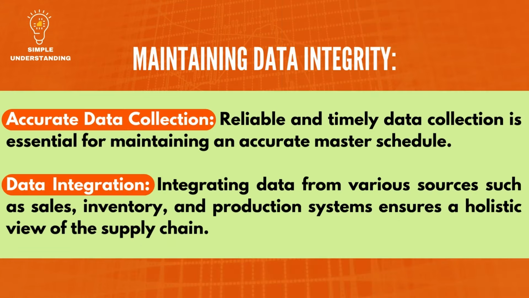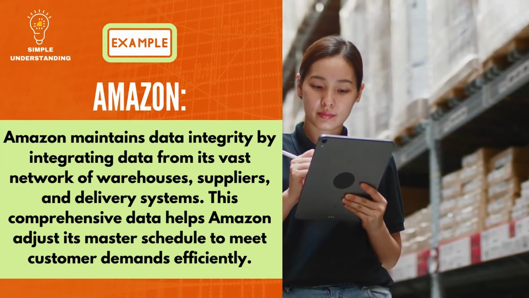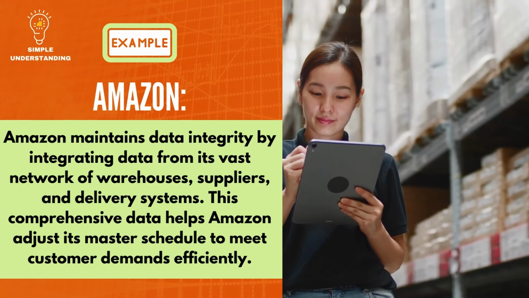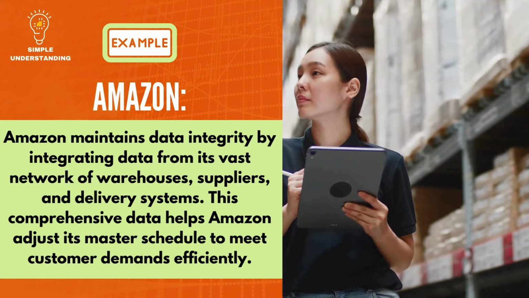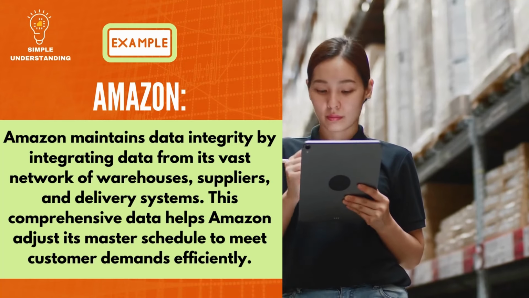4. Maintaining data integrity. A. Accurate data collection. Reliable and timely data collection is essential for maintaining an accurate master schedule. B. Data integration. Integrating data from various sources such as sales, inventory, and production systems ensures a holistic view of the supply chain. Example: Amazon. Amazon maintains data integrity by integrating data from its vast network of warehouses, suppliers, and delivery systems. This comprehensive data helps Amazon adjust its master schedule to meet customer demands efficiently.